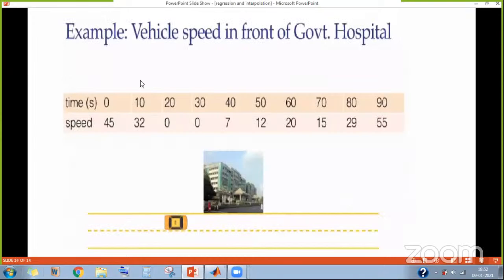Okay. So we will try to do the interpolation with these data points. This is an example of a vehicle speeding in front of a government hospital. At this point, the starting point at 0, it has 45 units, not given. Let's say kilometers per hour. So it's running at 45 kilometers per hour, and then from 20 to 30 it has stopped. Actually, there is a signal in front, so it had to stop for a few seconds, and then it started running again. At the end, at 90 seconds, it again reached a speed of 55 kilometers per hour.